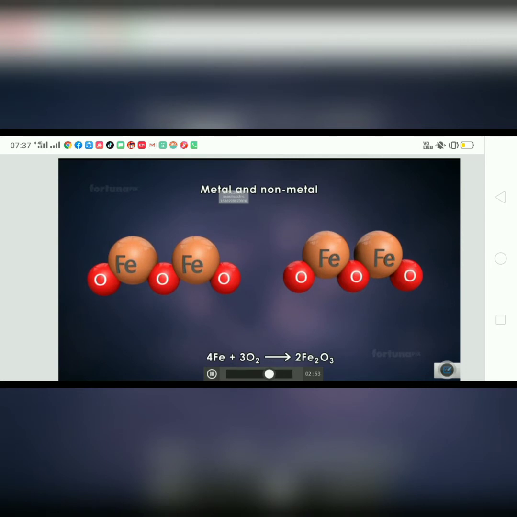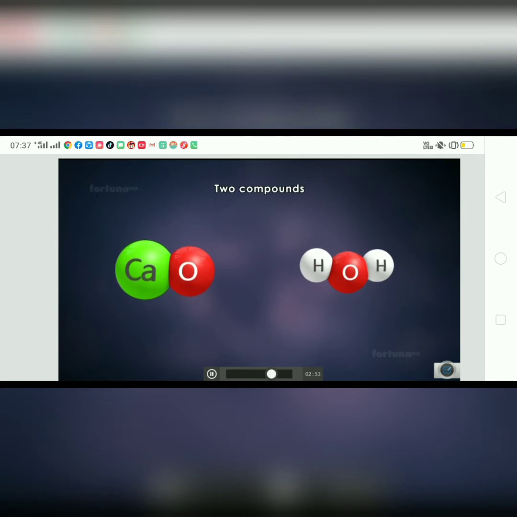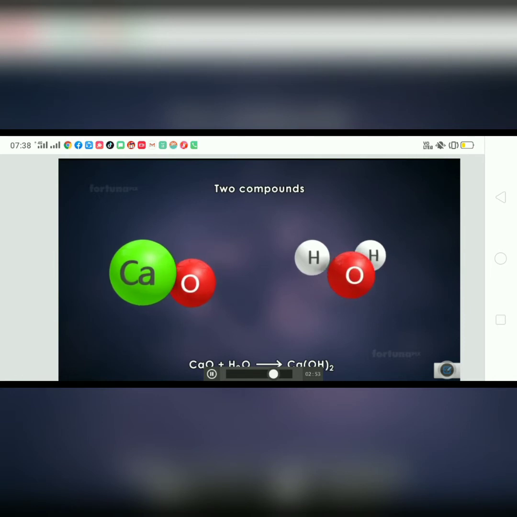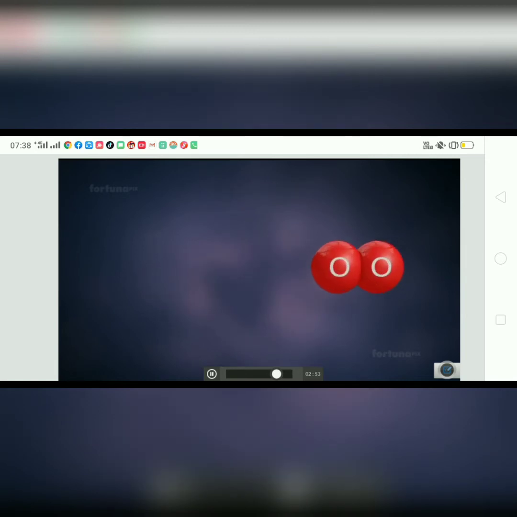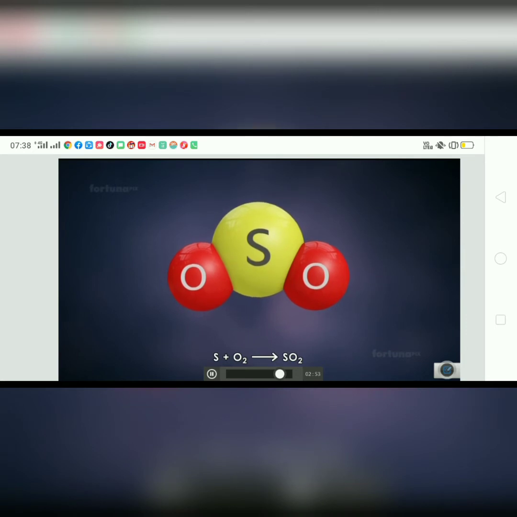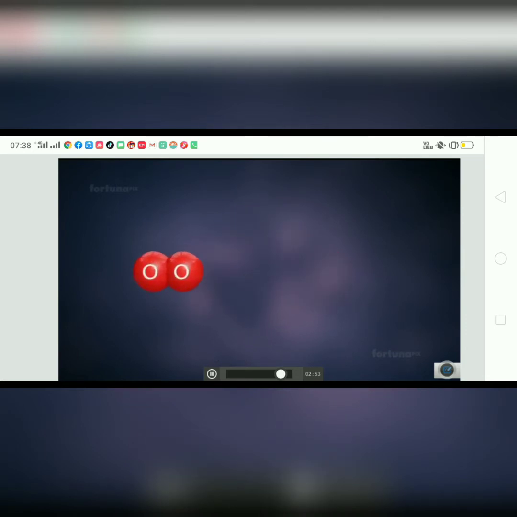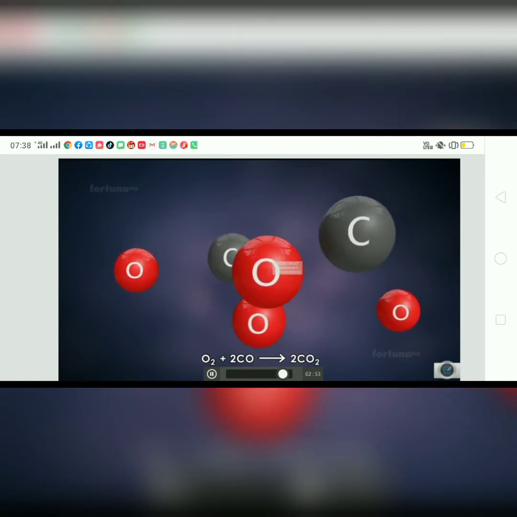The next example of combination reaction is the reaction between two compounds such as calcium oxide and water. Calcium oxide and water combine to form calcium hydroxide, which has one calcium, two oxygen and two hydrogen atoms. The next example is the reaction between oxygen and sulfur. They both combine to form sulfur dioxide. The next combination reaction is between a non-metal and a compound. Non-metal oxygen reacts with the compound carbon monoxide and forms carbon dioxide gas.